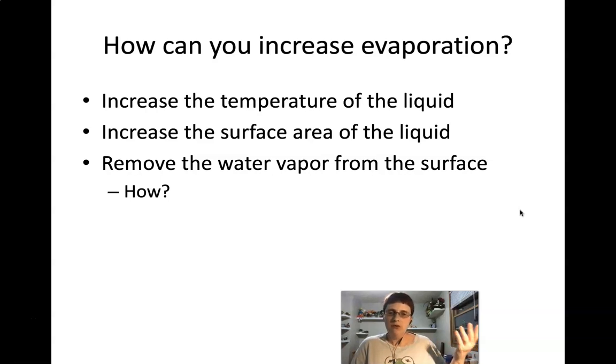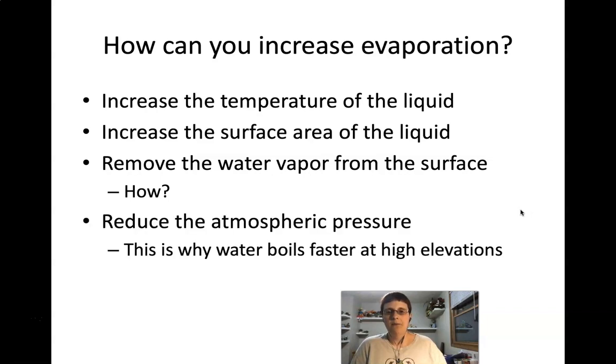How? You can blow on it or put some sort of blower or wind on it, and that will increase the evaporation because it'll blow those high energy molecules away and allow the other ones to come out.